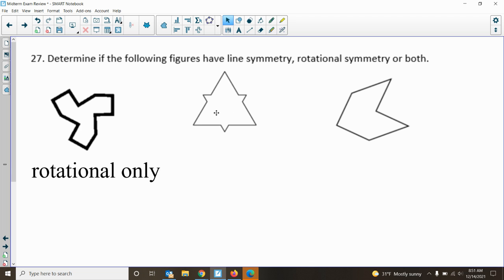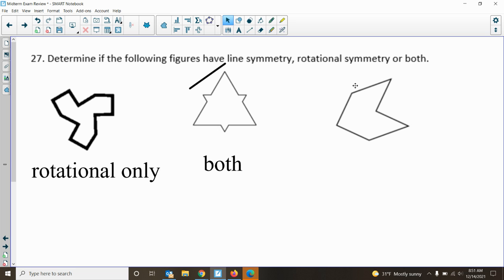Now here, this looks like it has both. Notice if I draw this line in, it definitely has line symmetry. It's the same on both sides. But it also has rotational symmetry. Imagine rotating this about the center point, you would get the same look multiple times. So this would be both in this case.